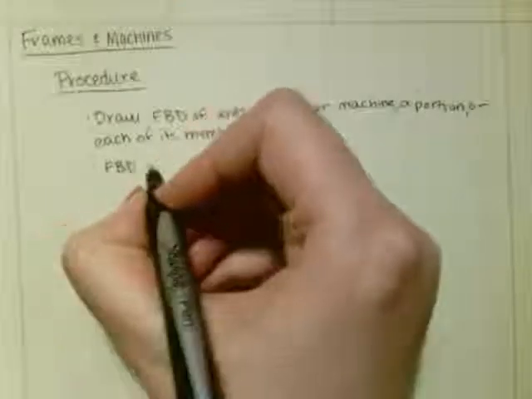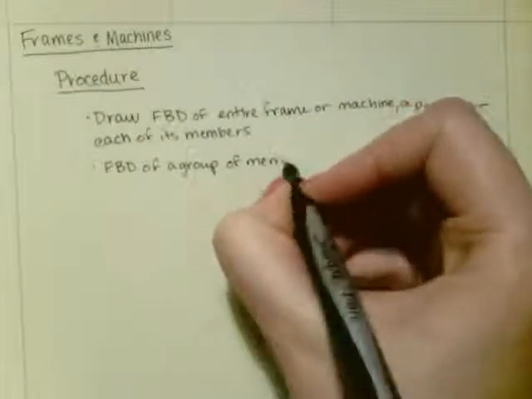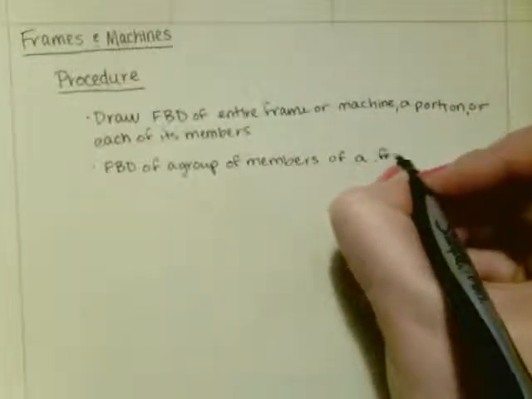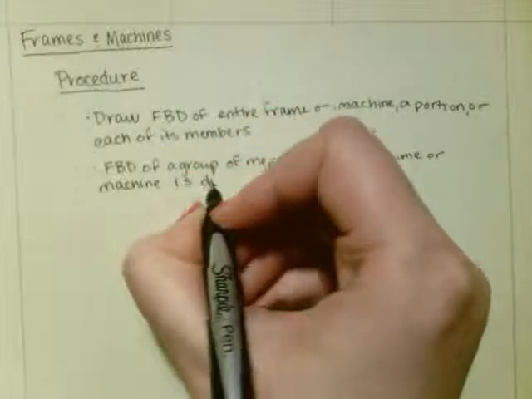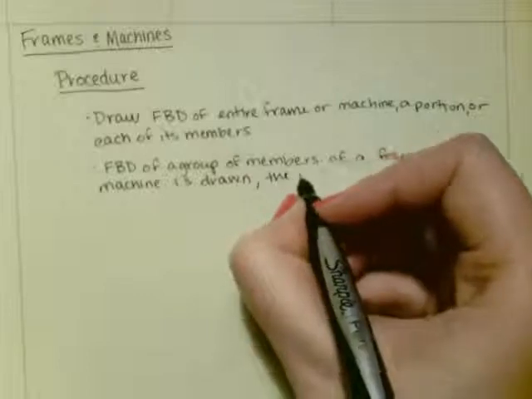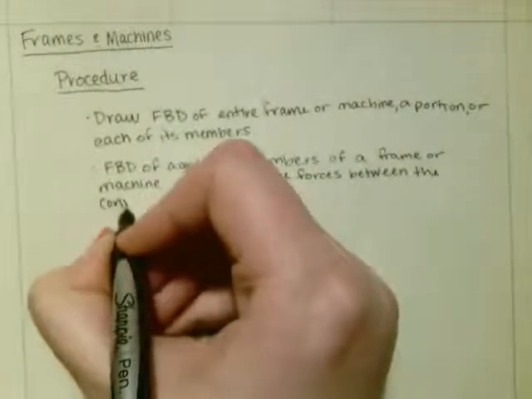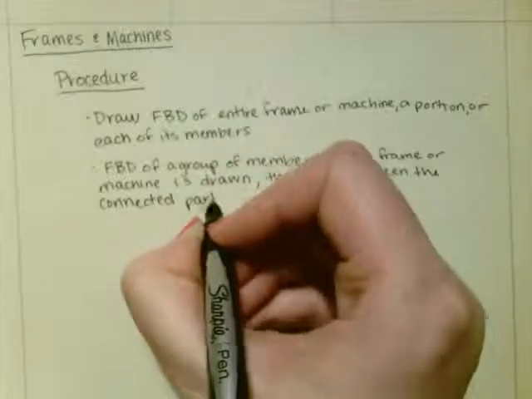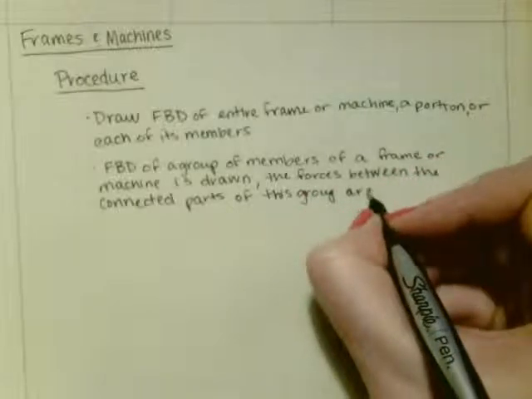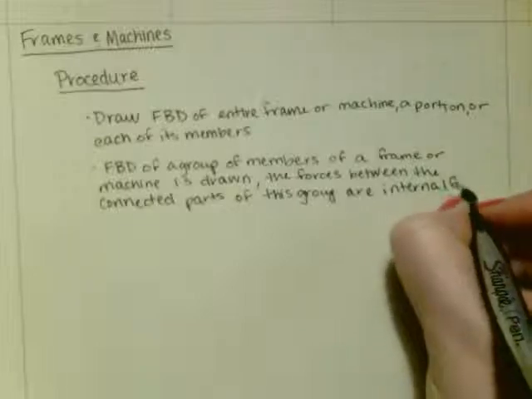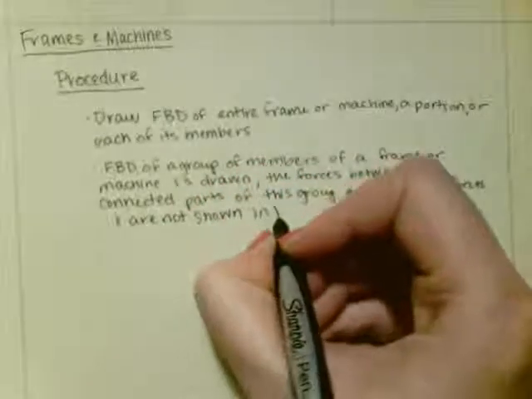So, if the free body diagram of a group of members of a frame or machine is drawn, the forces between the connected parts of this group are internal forces, and are not shown in the free body diagram.